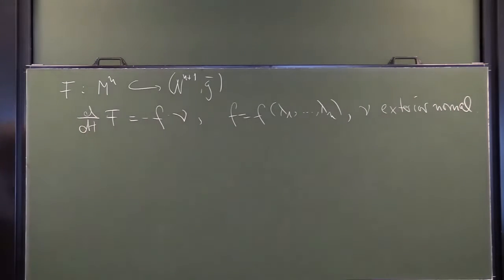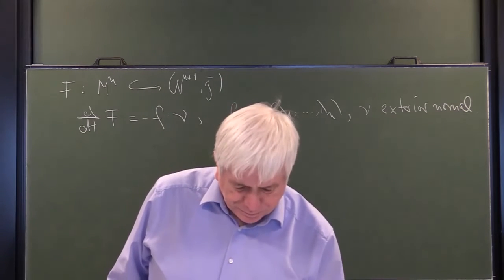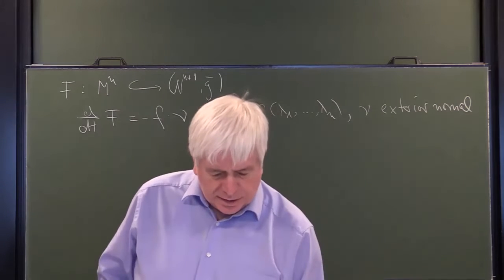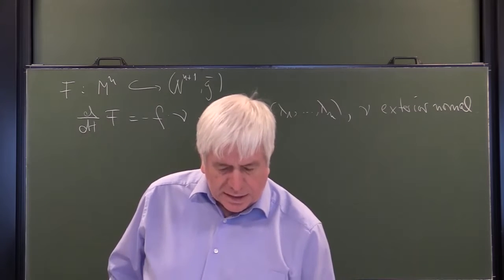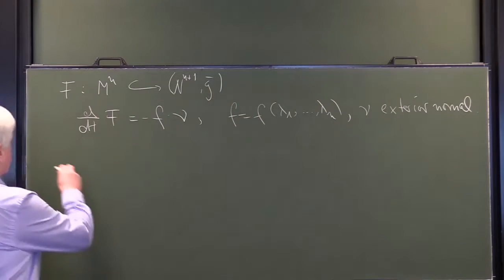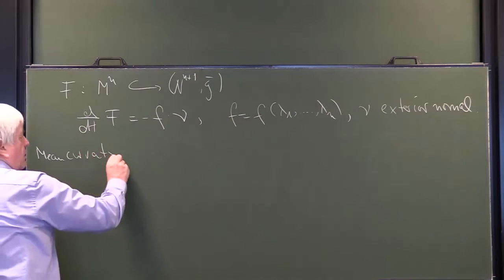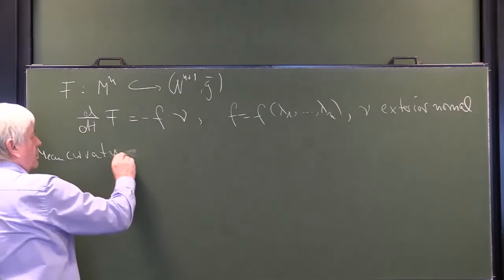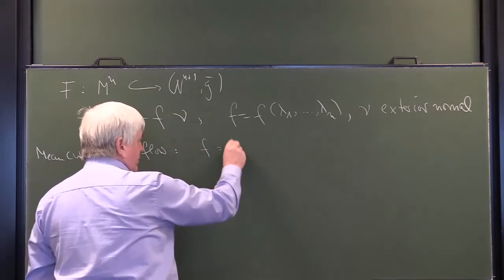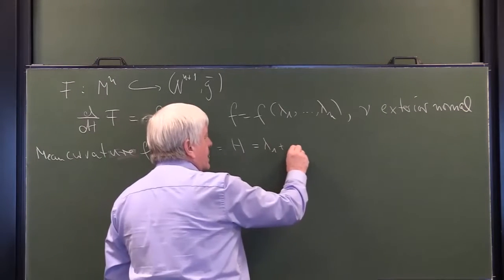And then for this evolution equation, we had established general evolution equations for the metric, the second fundamental form, the normal, and so on. Today, I would like to look at the special case where f is the mean curvature. So, mean curvature flow would be the case where f is equal to h, which is the sum of the principal curvatures.